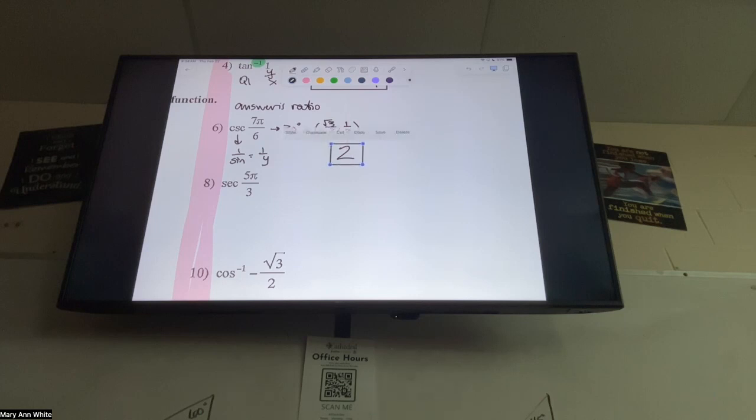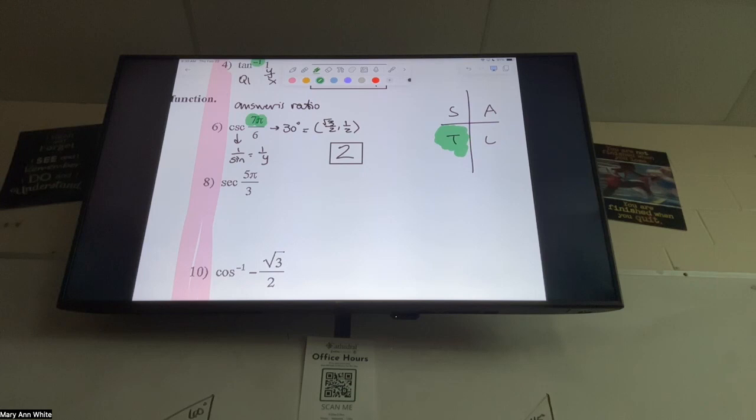In the second quadrant, all students take calculus. 7 pi. Oh, wait. Am I in the second quadrant? No, what quadrant am I in? I'm in the third quadrant. How do I know I'm in the third quadrant? 7 pi over 6. Is that bigger or smaller than 1 pi? Bigger. I'm a little bit bigger than 180. I'm a little bit bigger down here, so I'm in quadrant 3. So that is negative. Those would both be negative, actually.